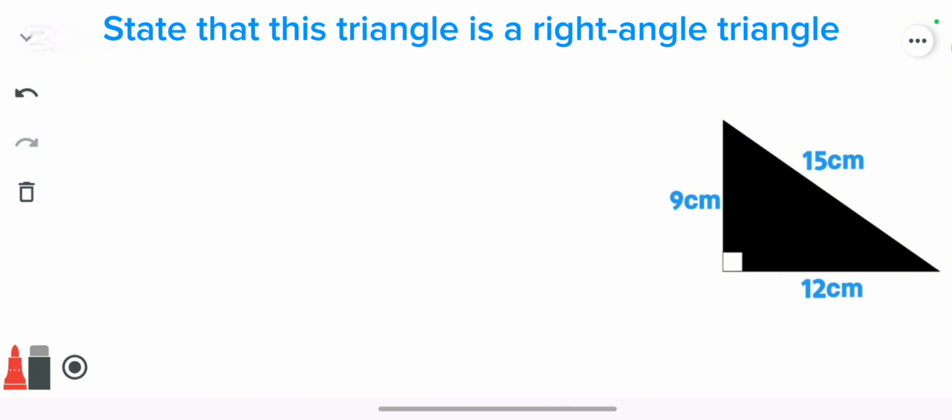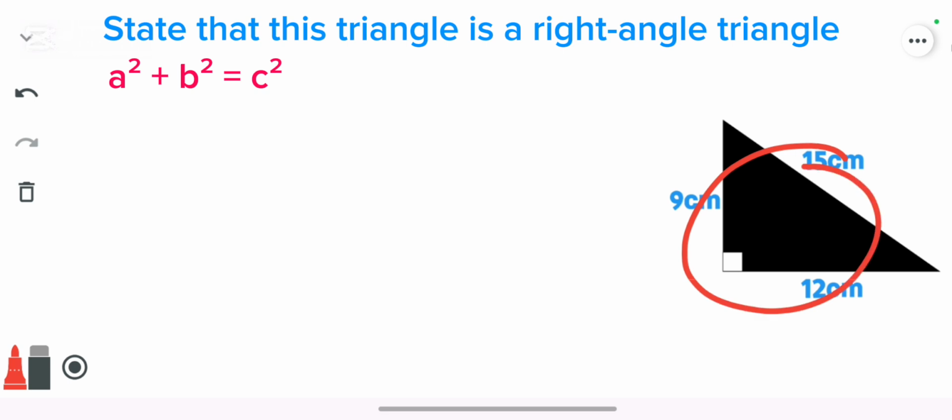So the next thing we are going to do is apply the formula or the equation. Now, what equation are we going to use? The equation that we are going to use is the Pythagorean equation, and that is a squared plus b squared is equals to c squared. So we are going to use this equation to prove that this triangle here is a right angle triangle. Alright, so there we go. We have a squared plus b squared is equals to c squared.